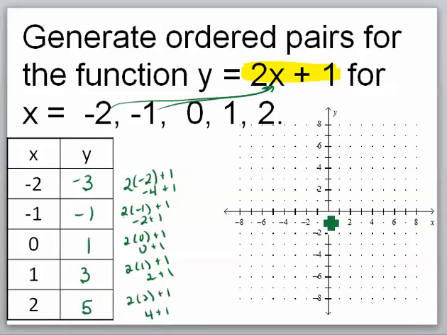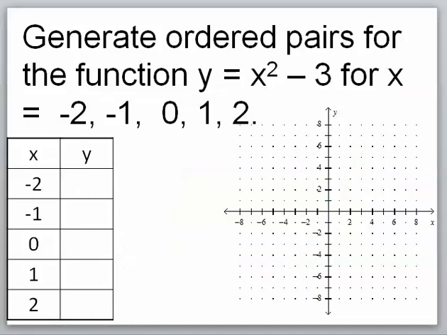So I'm going to go ahead and graph these ordered pairs. I've got -2, -3. I've got -1, -1. I've got 0, 1. I've got 1, 3, and 2, 5. Again, I got a straight line.